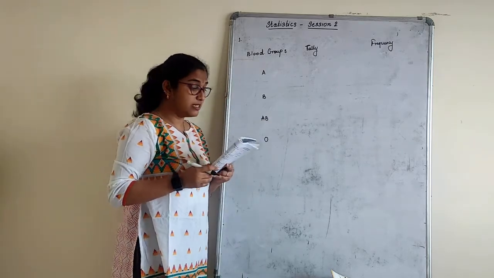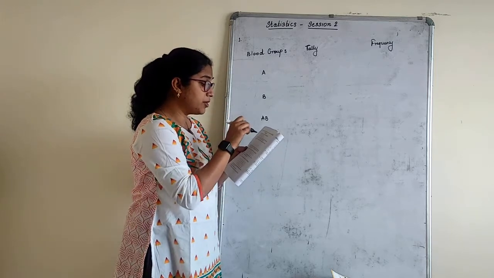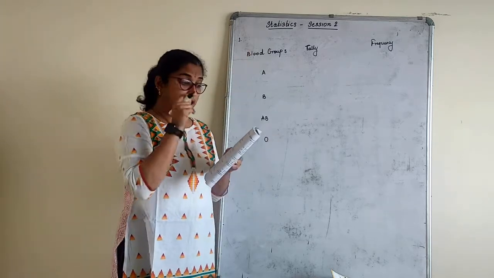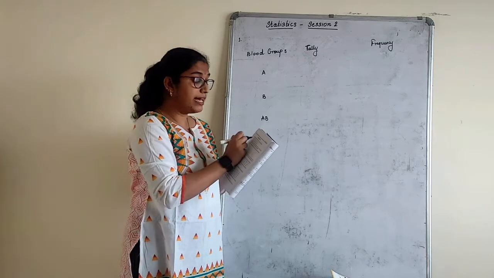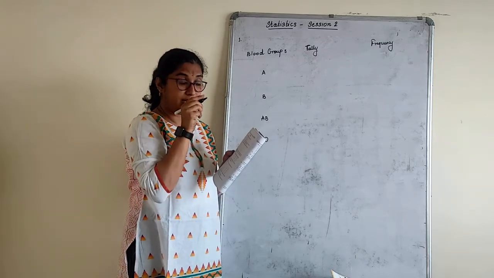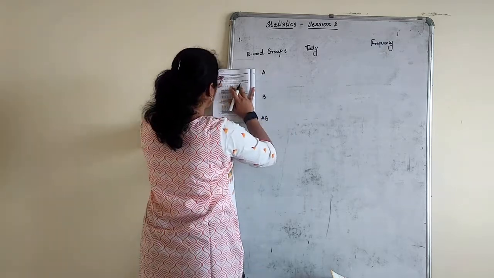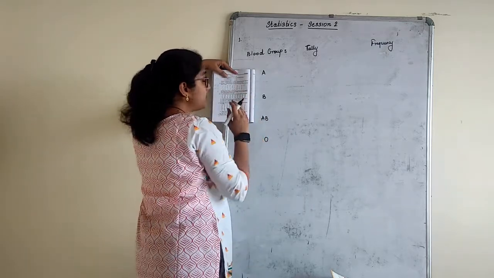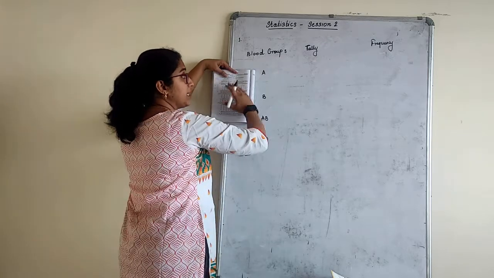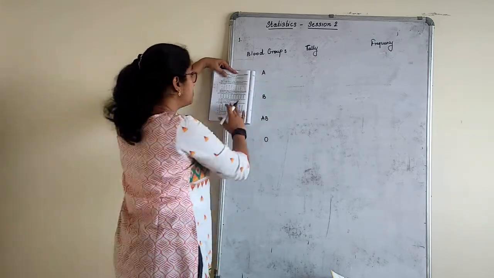Now how to do this? Do not just count the number of A's and go on putting tally. Keep a pencil in your hand, and as you read A, strike it out. B, strike it out. For example, the first one is A. And when you are doing this, do it systematically, just by referring to the book and this. Do not get distracted or disturbed in between.